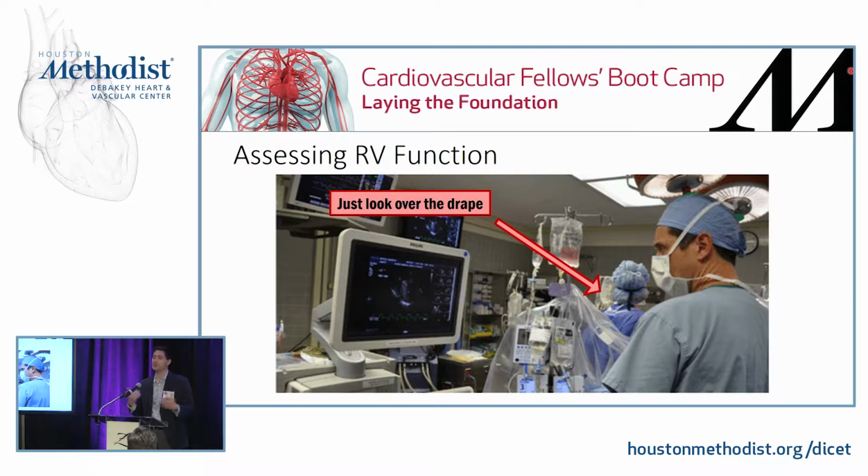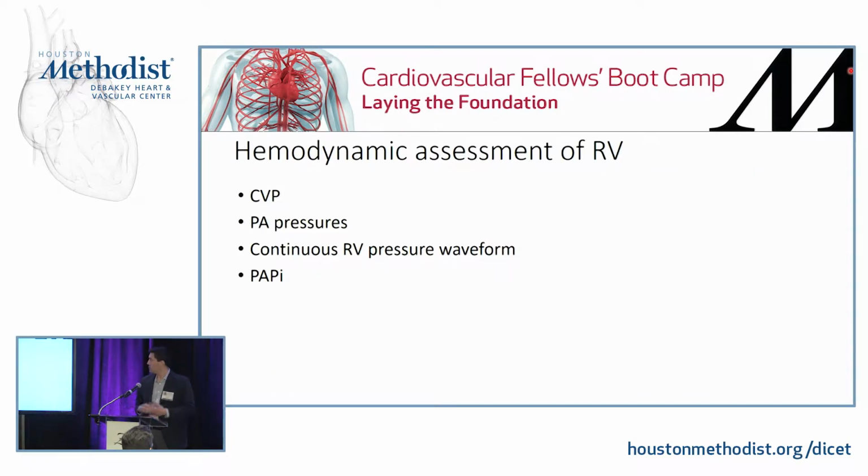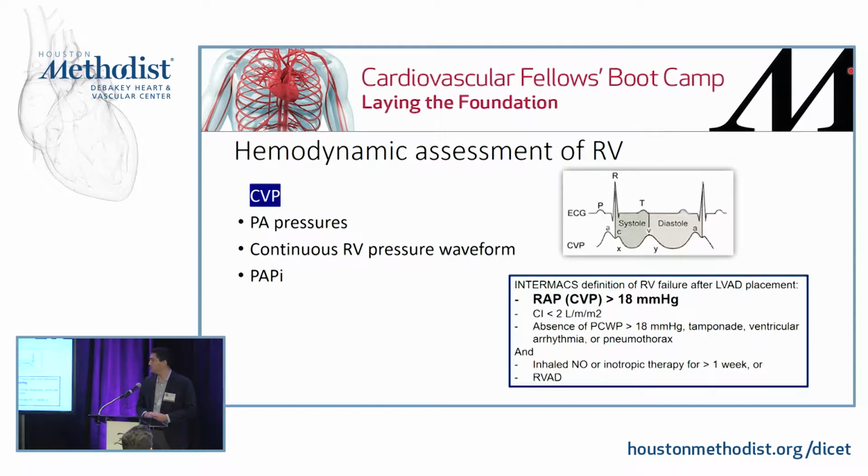Turns out when you crack the chest open, there's the RV, bouncing around. So when you're looking at the echo, whether it looks normal or abnormal, it's worthwhile just to get in the habit of peeking over the drape and comparing what real life looks like to the echo, and that'll help you develop that sort of eyeball test. So going through some of the hemodynamic variables we use to assess the RV, the first one is good old standby CVP.